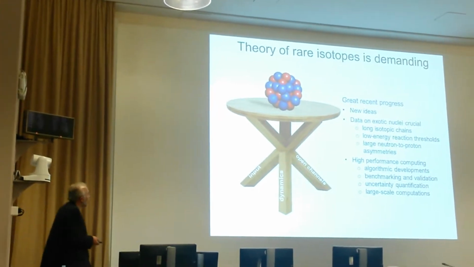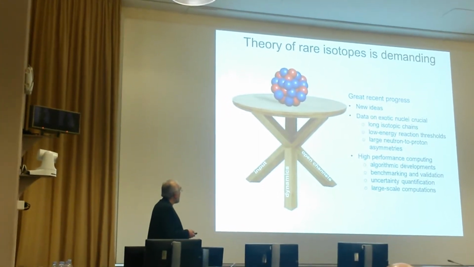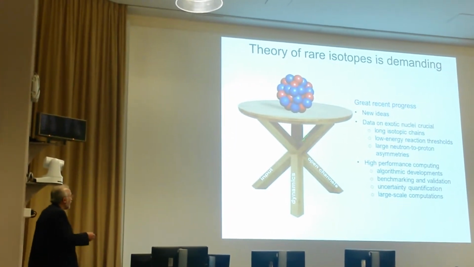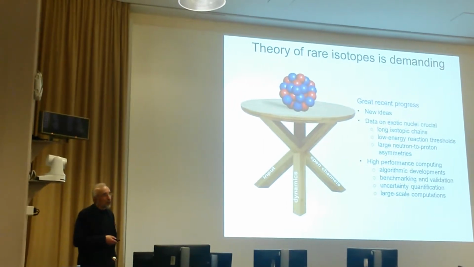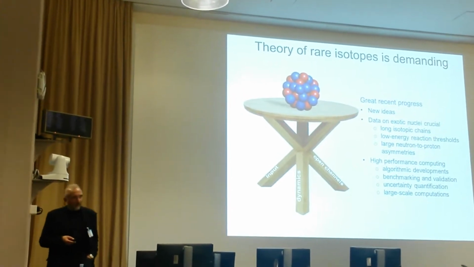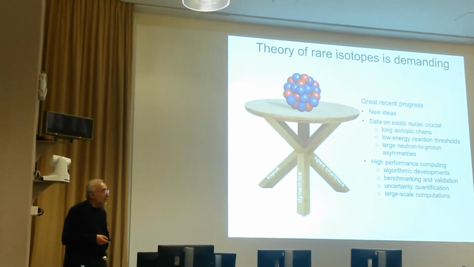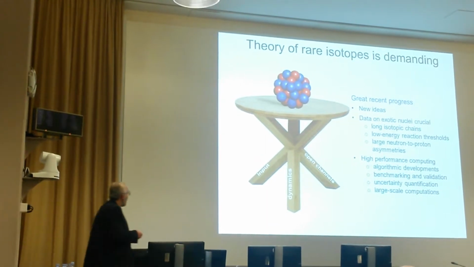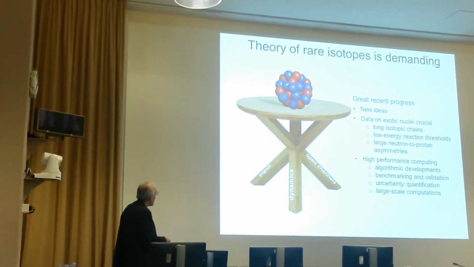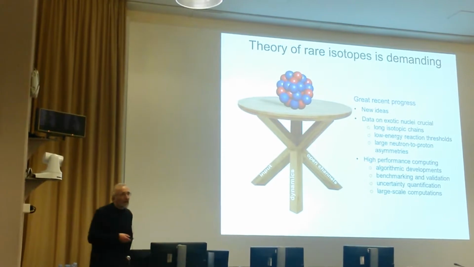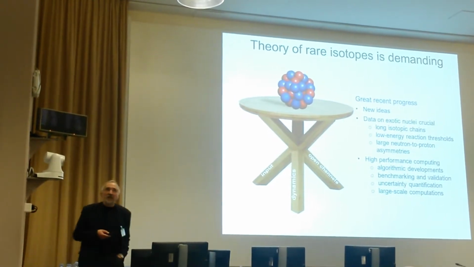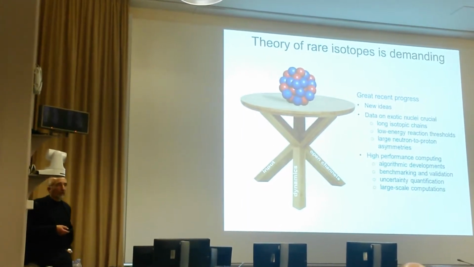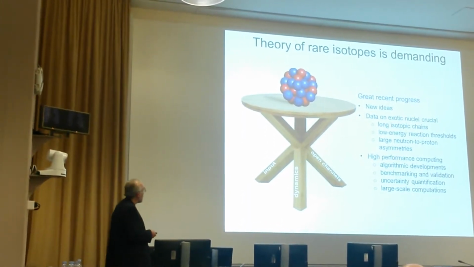Okay, so theory of rare isotopes is demanding. It is a three-leg stool. The one leg is input. Input is important. If you have wrong input, even the best approach is not going to provide lots of insights. Second is dynamics, and the third is open channels, because nuclei are open systems, and especially exotic nuclei have low-lying thresholds, which of course are going to modify nuclear structure.